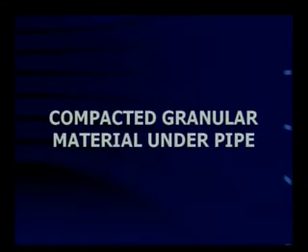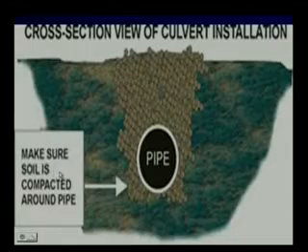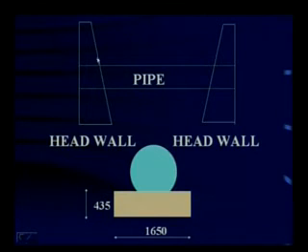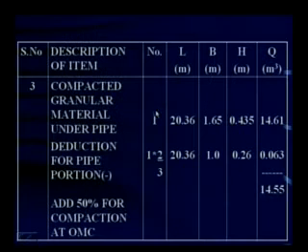This is compacted granular material under the pipe. Let me repeat that, compacted granular material is required so as to keep the pipe in position, right? It is very much essential for us to make sure that the material around the pipe is compacted. Now shall we see how to obtain the dimensions? Yes, these are the head walls as we have seen. This is the pipe which is braced between the head walls. This is the depth, this is the width. Now again in a similar way we have tabulated them.